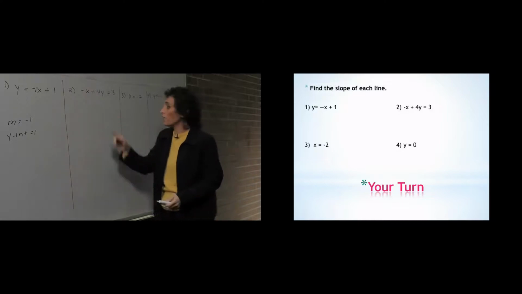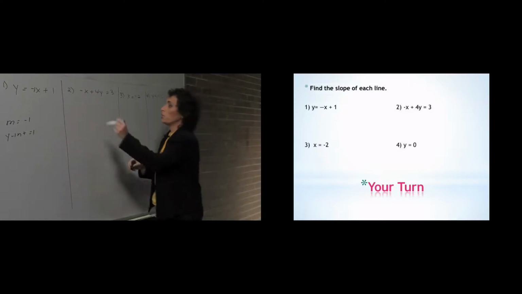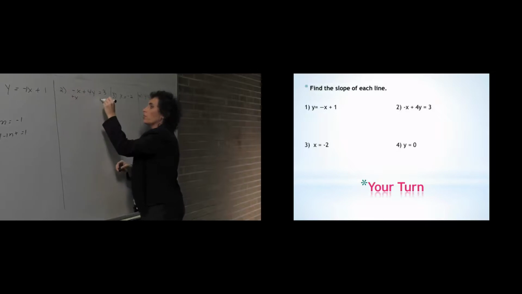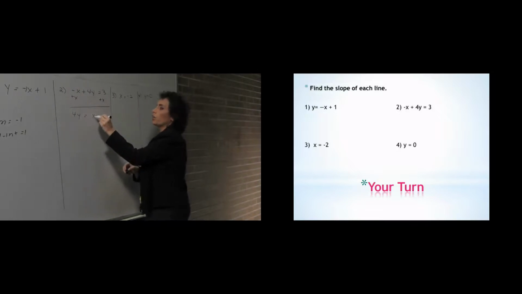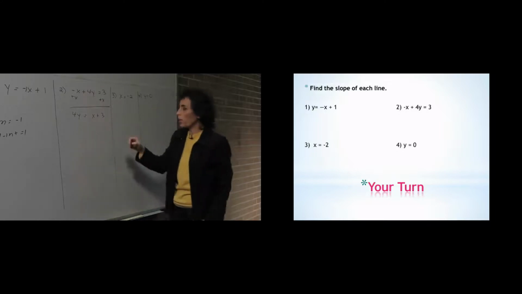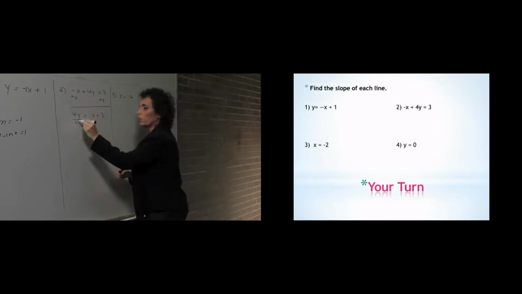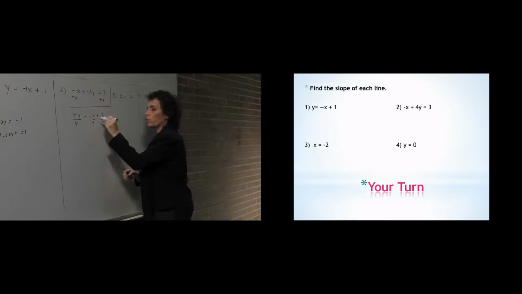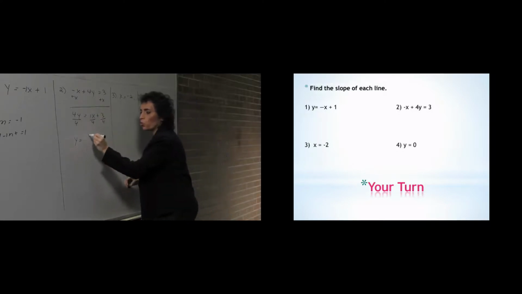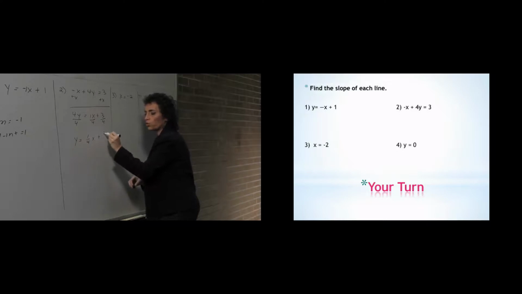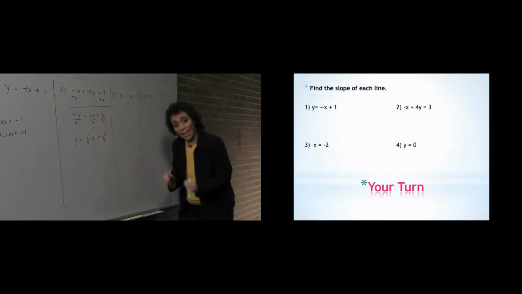A little different. I have to actually solve this for y now. So I'm going to add x, add x. 4y equals x plus 3. I want the constant term last. Okay, I want to divide by 4, divide by 4, divide by 4. You might want to put a 1 there. It's a little easier to write then. And see, y equals 1/4 x plus 3/4. Okay, now we're solved for y.